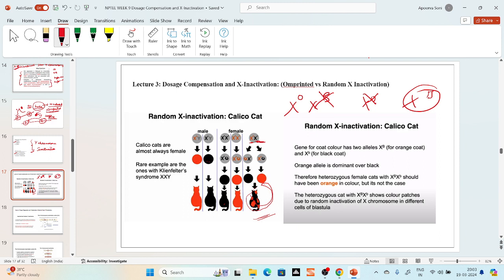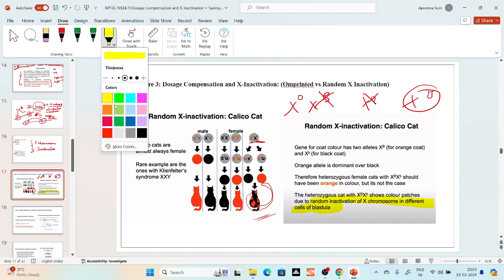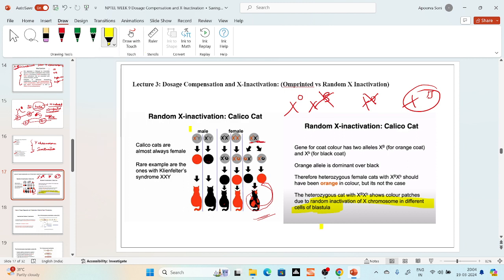So what happens? The heterozygous cat shows color patches due to what? Due to random inactivation of the X chromosome in different cells of the blastula. So in different cells of the blastula, different X chromosomes would be inactivated. In some cells, the orange colored X would be inactivated. In some cells, the black colored X would be inactivated. So in this way, it takes place.